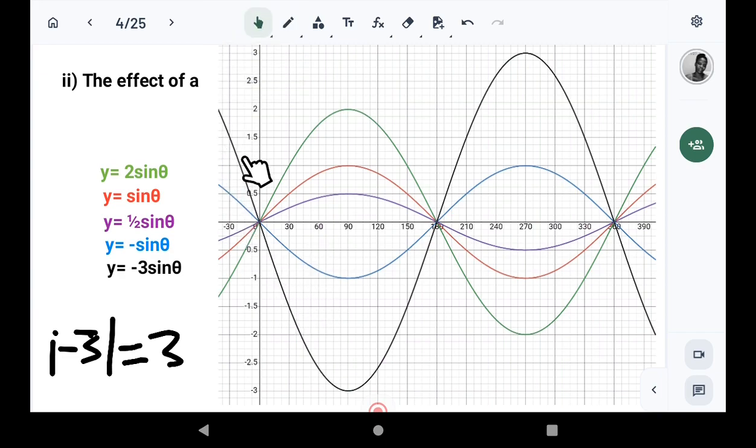But look at what the negative does to the graph. It flips it upside down. In other words, reflect it about the x-axis, meaning that instead of starting with a maximum turning point, you start with a minimum turning point and end with a maximum turning point instead of ending with a minimum turning point. In other words, you switch your turning points around.